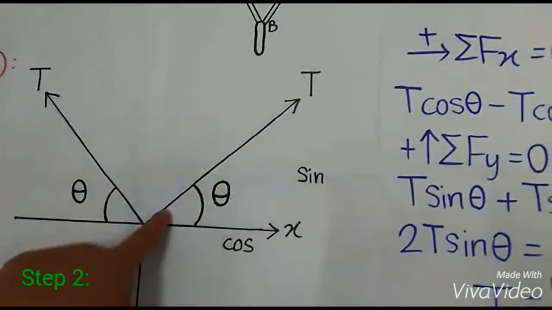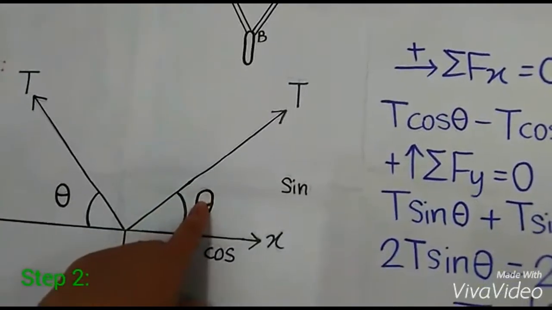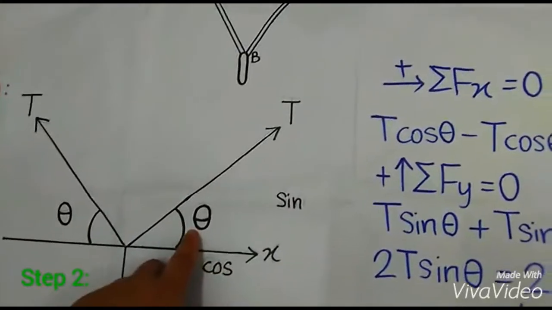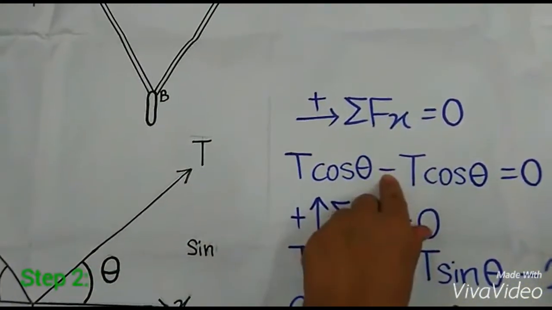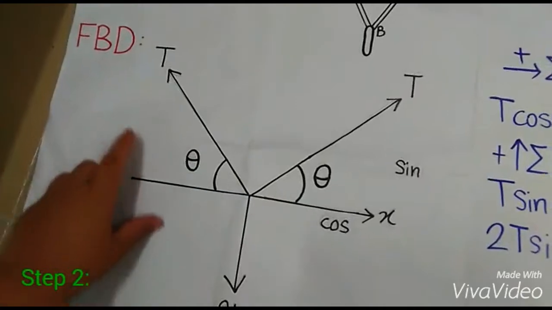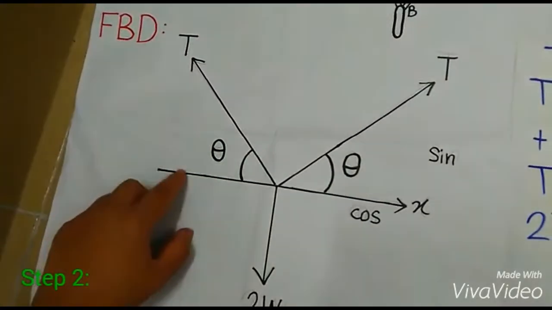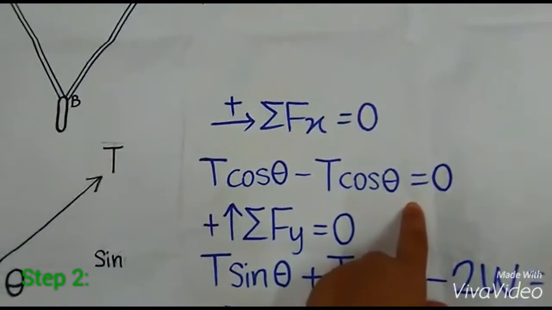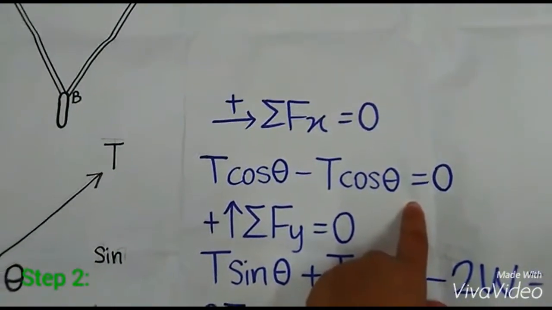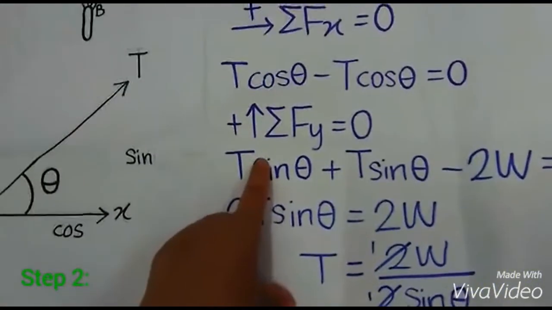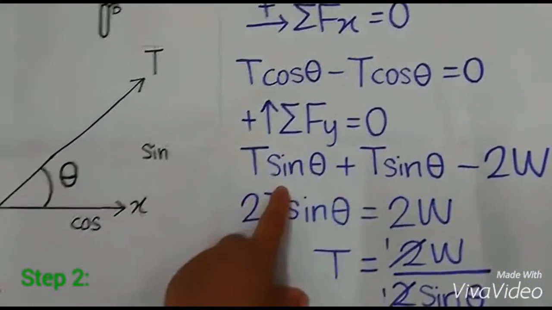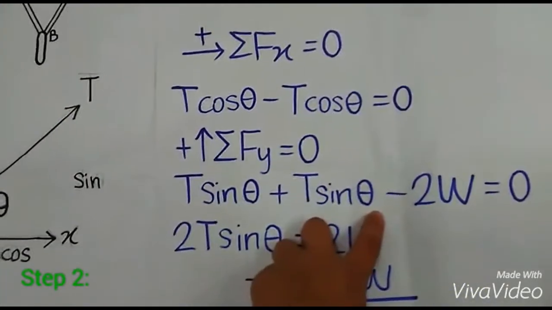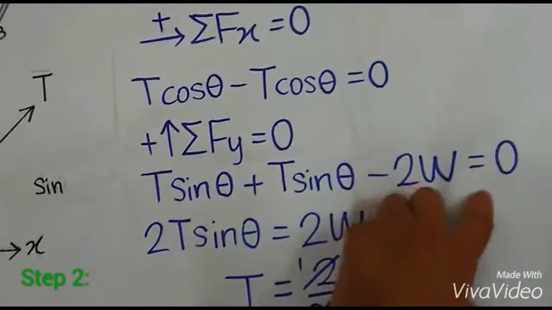So in the x direction we have T cos theta minus T cos theta, so equal to 0. Because it is in equilibrium, there is no net force in the summation of Fx. Okay, in the summation of Fy equal to 0, first T sine theta plus T sine theta minus 2W equal to 0.